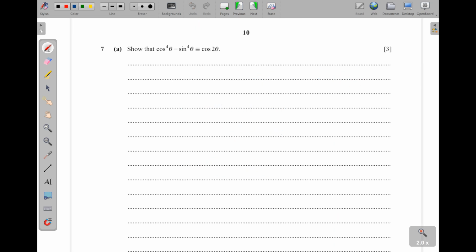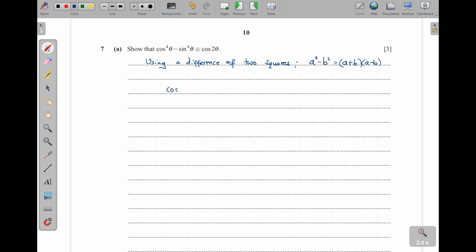Question 7 is coming from trigonometry part A. Show that cos power 4 minus sine power 4 is equal to cos 2x. Now, using a difference of two squares, this is one identity you must know, that a squared minus b squared is equal to a plus b, then times a minus b.